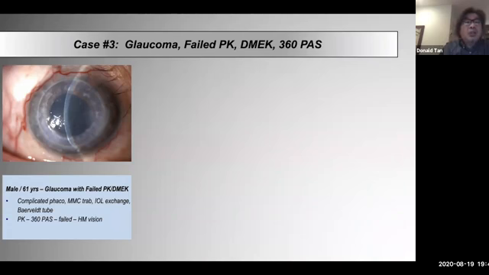There was an IOL exchange and then a Baerveldt. After the Baerveldt, basically, there's a lot of synechia and had a PK done, 360-degree PAS. That, of course, failed, hand motion vision. So this patient came to me like this.